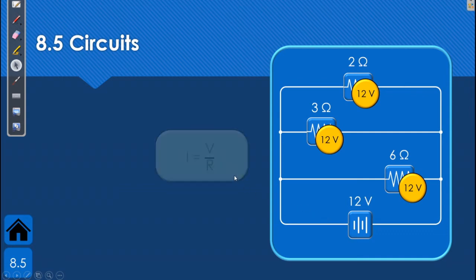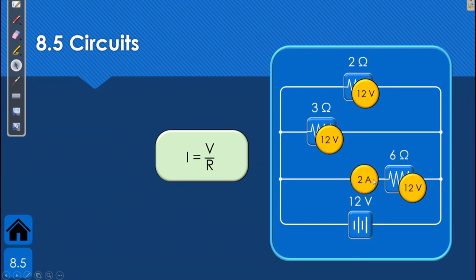And the same is true for each charge that comes down this branch and each charge that comes down this branch. Now we'll use Ohm's law, I is equal to V divided by R, in order to determine the current across each branch. So for the first branch, the voltage is 12 volts and the resistance is 6 ohms. 12 divided by 6 is 2 amperes. For the second one, the voltage is 12 and the resistance is 3. 12 divided by 3 is 4 amperes. And in the final branch, we have 12 volts divided by 2 ohms, so the current is 6 amperes.